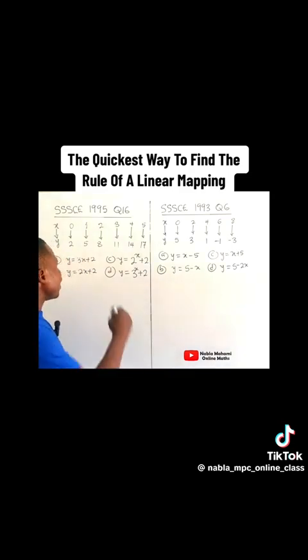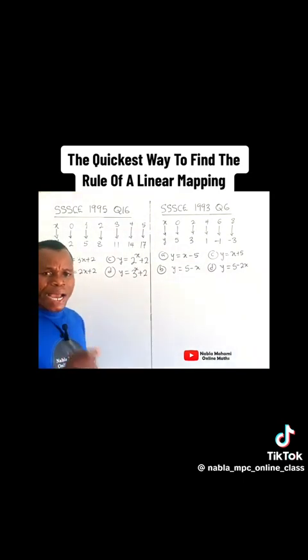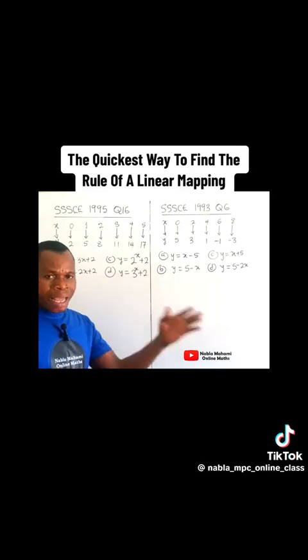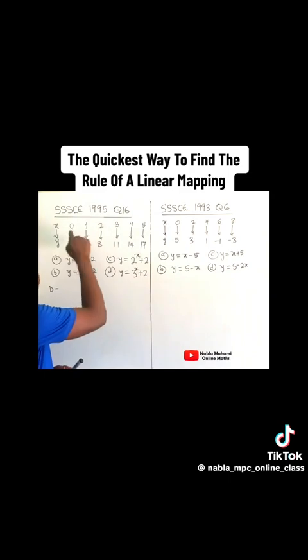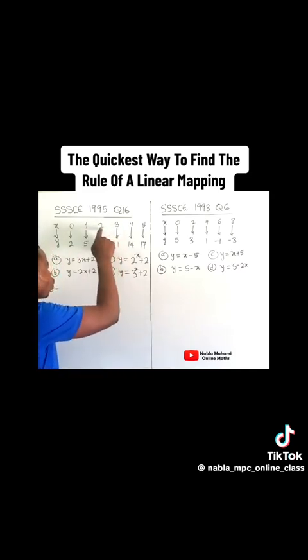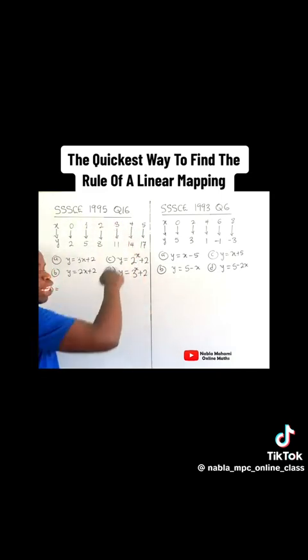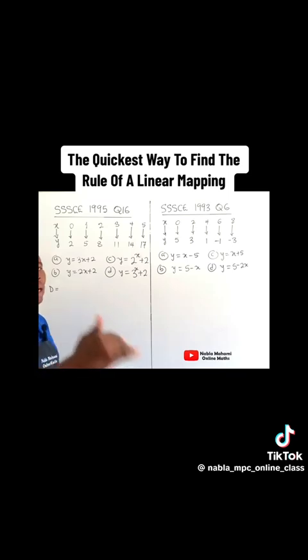So if you are to find the rule for this particular mapping, look at what you do. First, find the difference of the domain values by taking the right value minus the left value. So let me see my domain difference. I'll take the right value minus the left value. So 1 minus 0 is 1. 2 minus 1 is 1. 3 minus 2 is 1. 4 minus 3 is 1. So you see at the top, the difference is 1, 1, 1, 1. So I'll write my 1 down.